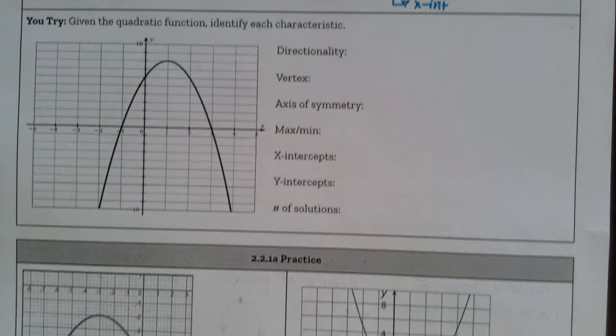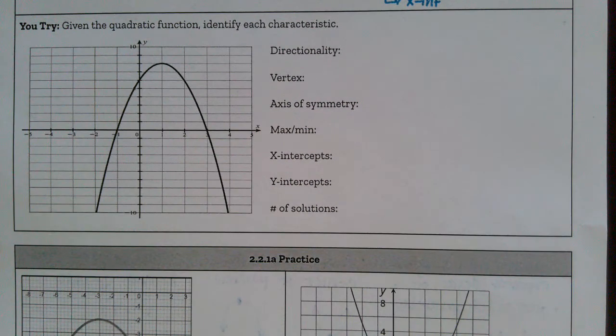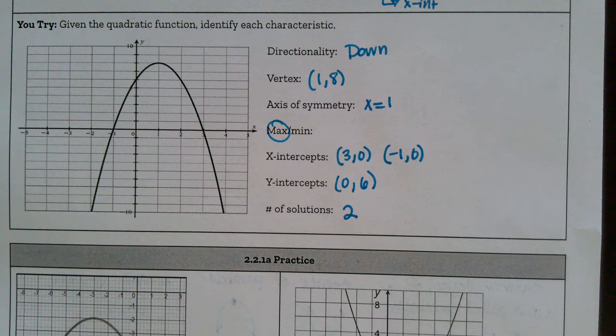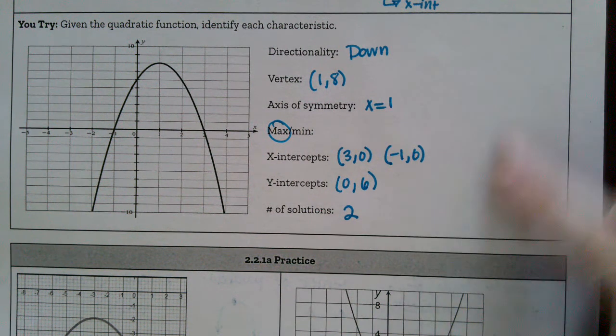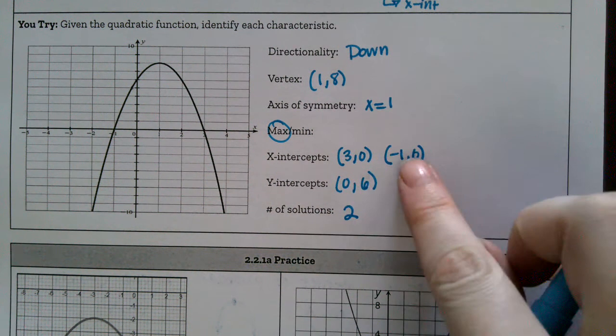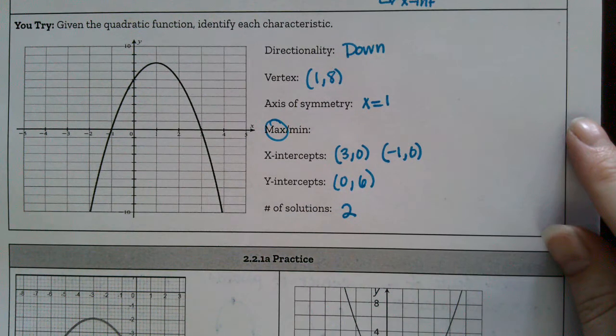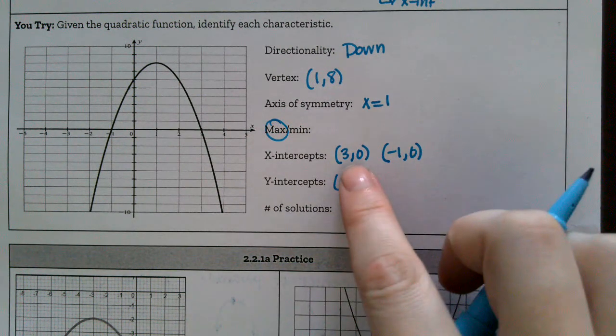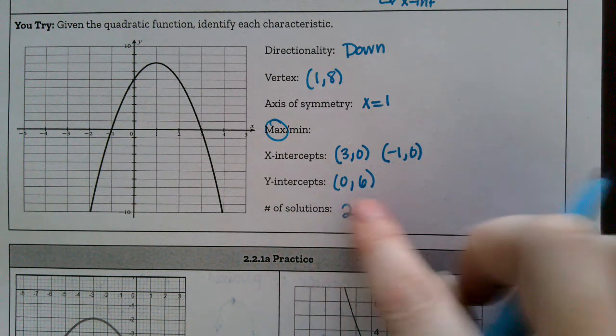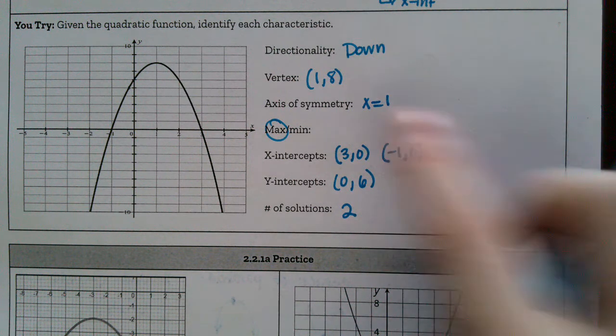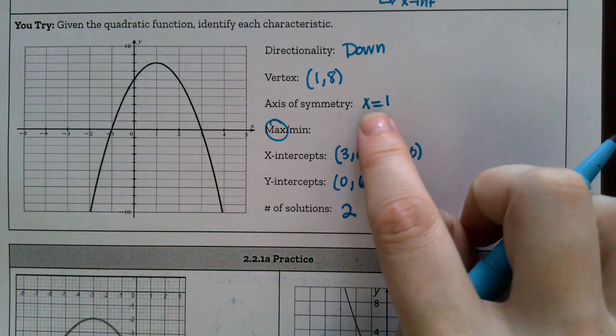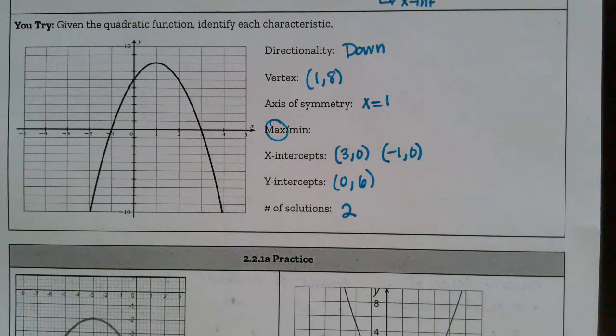Now I want you to do this next one on your own. Pause the video, try this one on your own, and then unpause it to see the answers. And here are my answers. Check and make sure that your intercepts and your vertex are written as coordinate points. Make sure that the zeros are in the right spot for your x-intercepts and y-intercepts. And then make sure that your axis of symmetry is written as x equals a number.